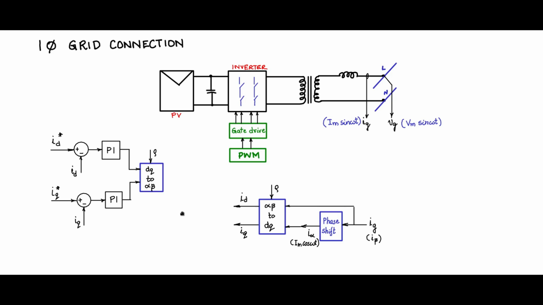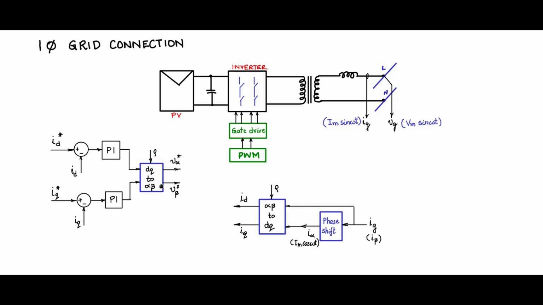The output of this will be V alpha star, or reference, and V beta star, and these two will act as a reference for the PWM generation. Means this will be given as the signal for comparing with a triangle and generate the pulses for giving it to the gate drive.